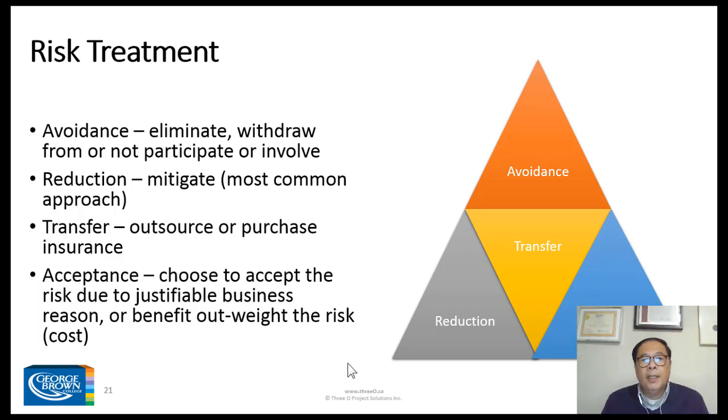So that's quite common, not unusual. And then there is the last one. It's called acceptance. Acceptance is choosing to accept the risk and not do anything, due to justifiable business reasons, or because the benefit outweighs the risk and the cost. For example, you spend $2 million to mitigate a risk that would only cost you $500,000. So you choose to accept it, taking the risk.